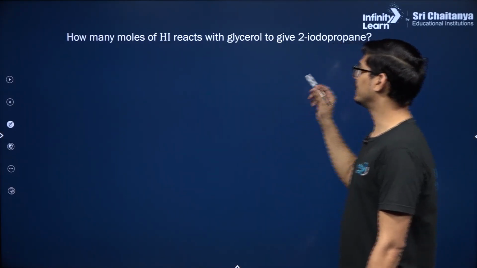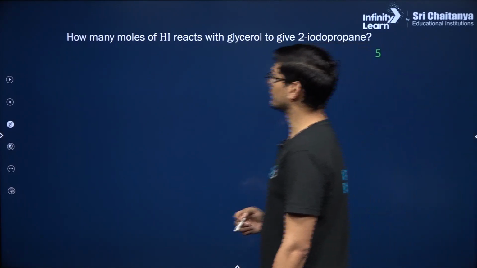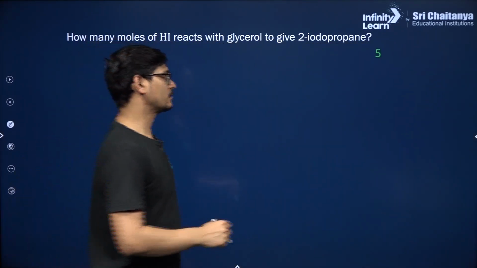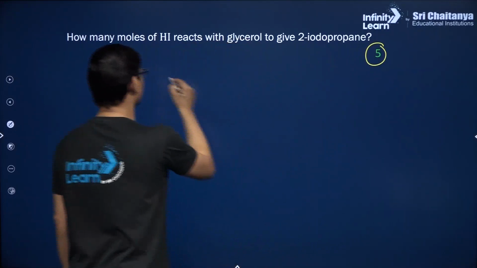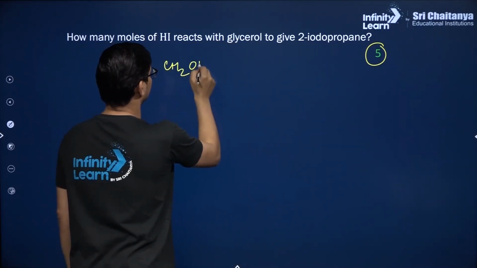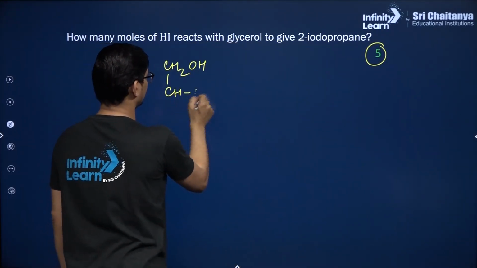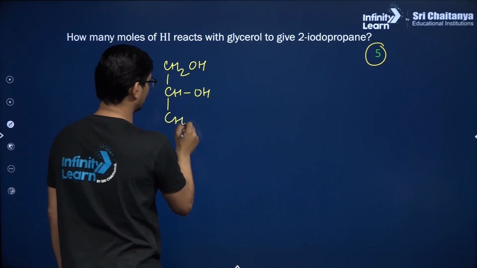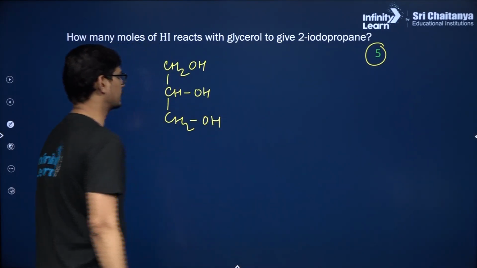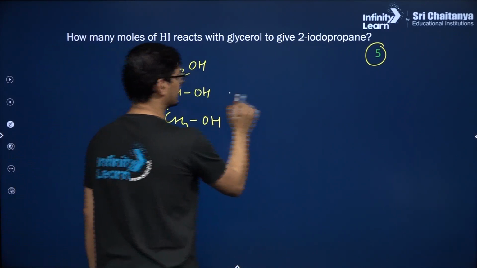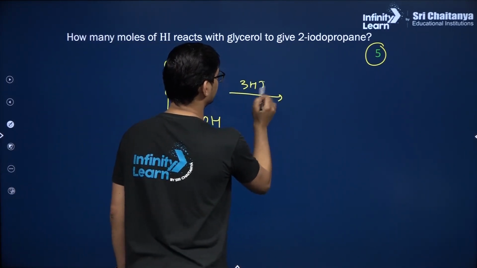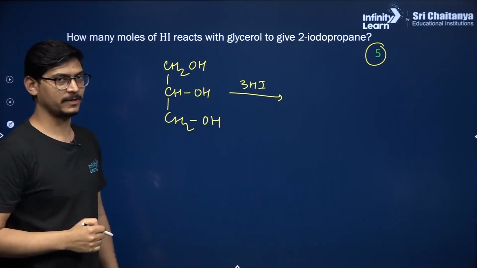How many moles of HI react with glycerol to form 2-iodopropane, right? So the answer to this question is 5, because glycerol is a trihydric alcohol. It has 3 OH groups. When you react it with HI, this is a nucleophilic substitution, right? OH is replaced by iodine.